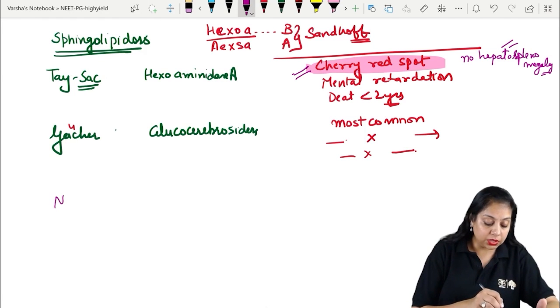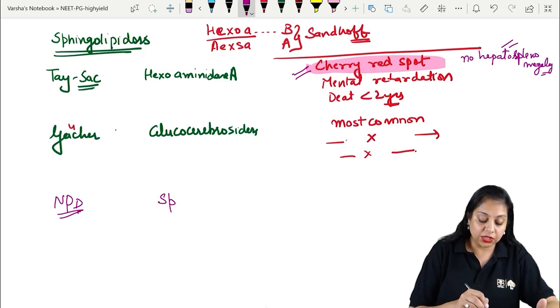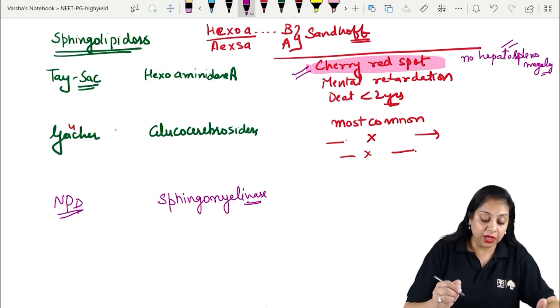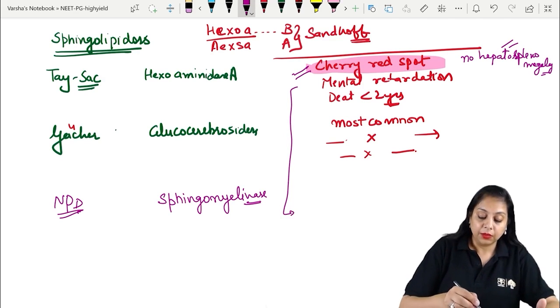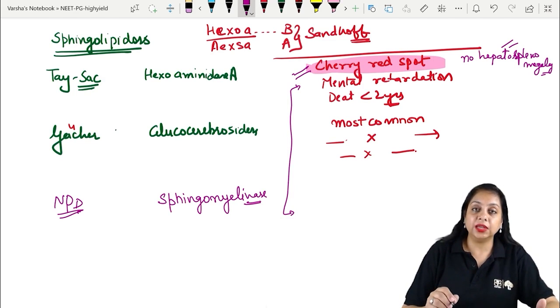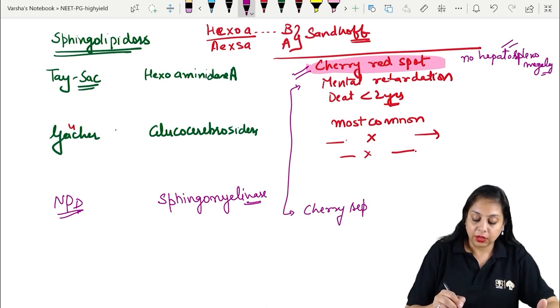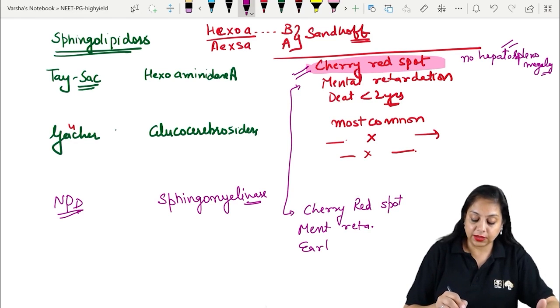There is one more disorder, Niemann-Pick disorder. Niemann-Pick disorder is because of the deficiency of sphingomyelinase enzyme. If you compare Tay-Sachs with NPD, usually in the clinical case scenario you have to pick either of these two, right? In both of them you have the cherry red spot. In this also, the patient is suffering from mental retardation and also early death.